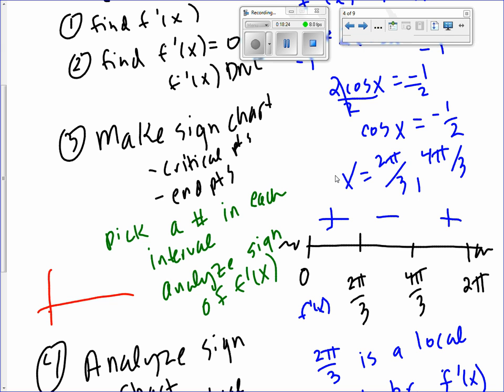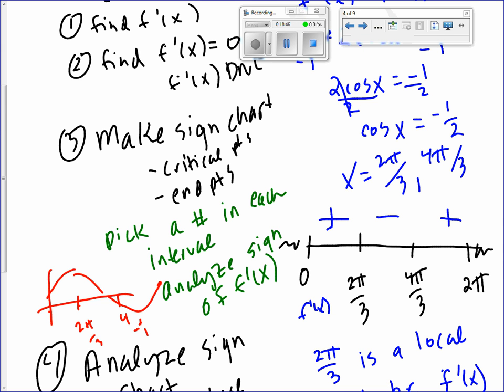If I start at 0, I don't know where I'm starting. I don't know how high or low, but I do know that I'm increasing. And then at 2 pi over 3, I start decreasing. And then at 4 pi over 3, I start increasing again. Okay? I don't know if that's what the graph looks like, but I'm just sketching an idea of what's happening here. So what do you think is at 0, a local max or min?